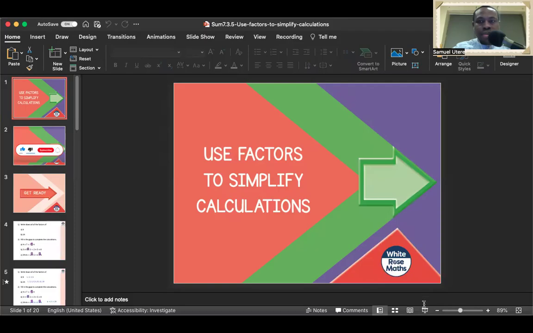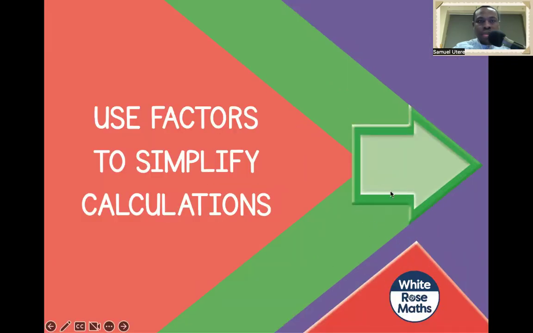Welcome to Block 3, Developing Number Sense, Lesson 5. I'll share my screen. So, in your previous lesson, you learned how to use different mental strategies to help you do calculations involving fractions. In today's lesson, you're going to learn to use factors to simplify calculations.